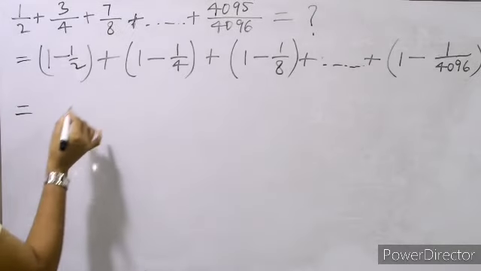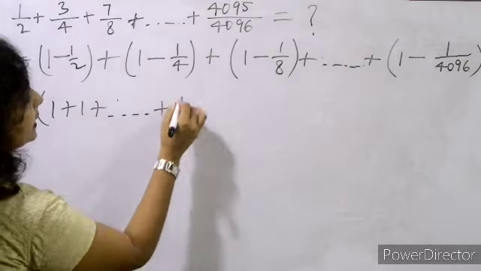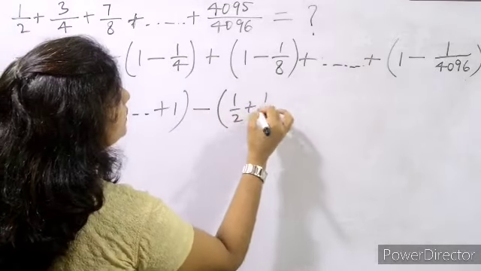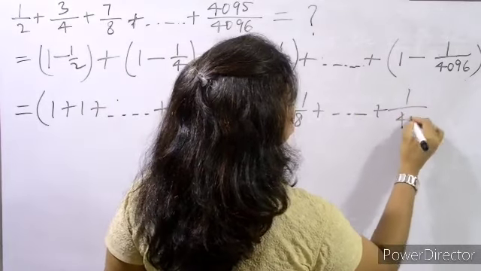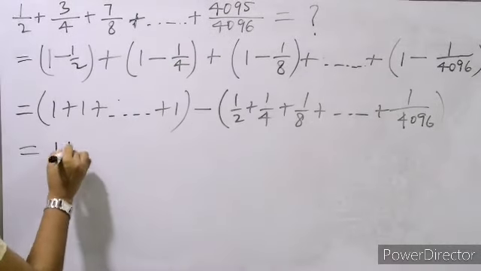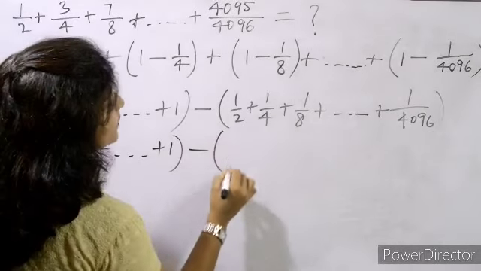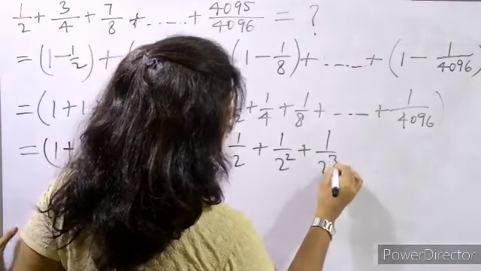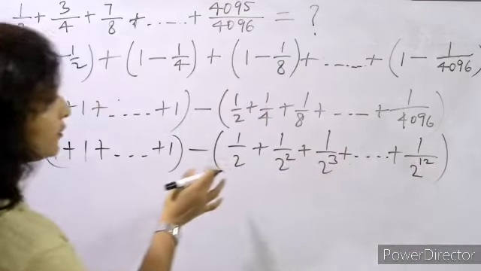So it will be equal to, we take all the 1s together, 1 plus dot dot dot, all the 1s together. Now taking minus common, what will be left: 1 upon 2 plus 1 upon 4 plus 1 upon 8 plus dot dot dot 1 upon 4096. Okay. Now the next, 1 plus 1 plus dot dot dot plus 1 minus this 1 upon 2 plus 1 upon 2 square, 1 upon 2 cube plus dot dot dot plus 1 upon 2 to the power 12. Okay, so there are 12 terms.